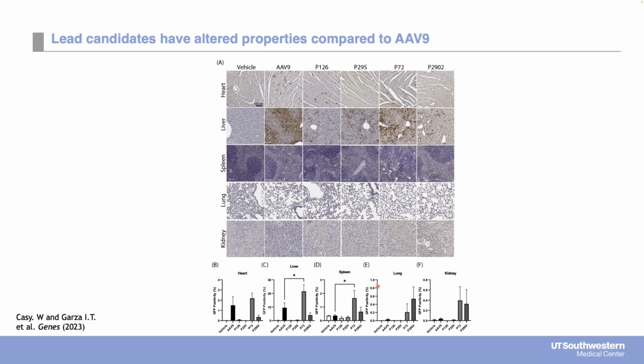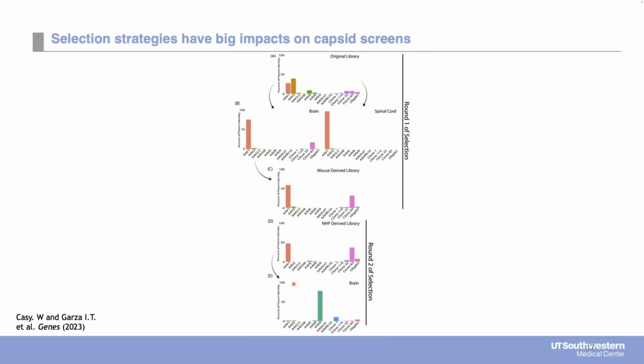So we also were interested in looking at peripheral tissues, where the lead candidates were assessed in the peripheral organs. And so we see that there's actually quite a high amount of transduction within the lung, the kidney, the spleen, and the liver. But I think this allowed us to learn a lot of important information.